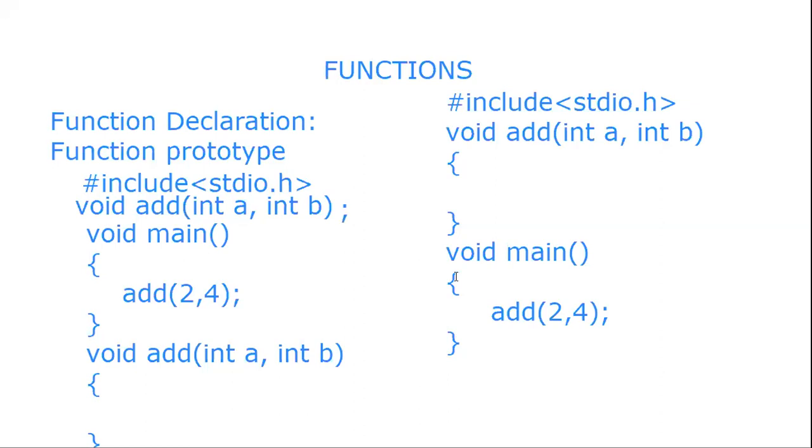The compiler knows that however many functions we define, control will always start from main. This is an important concept. Whether we define the function first and then main, or we define main first and then write the function, control will always start from main. If we are writing the main function first, we will write the prototype.